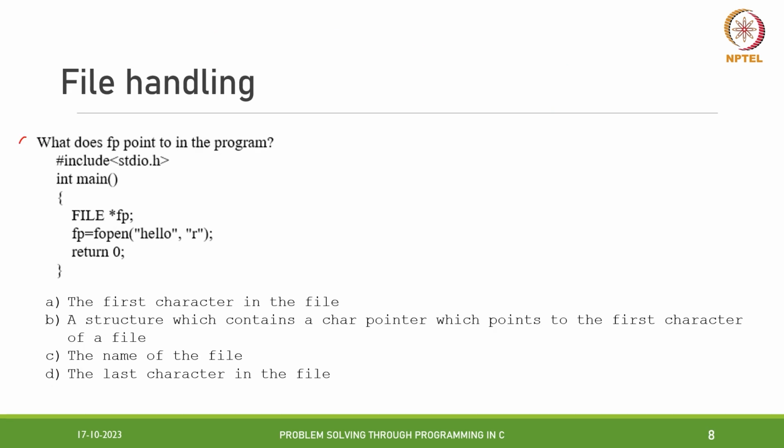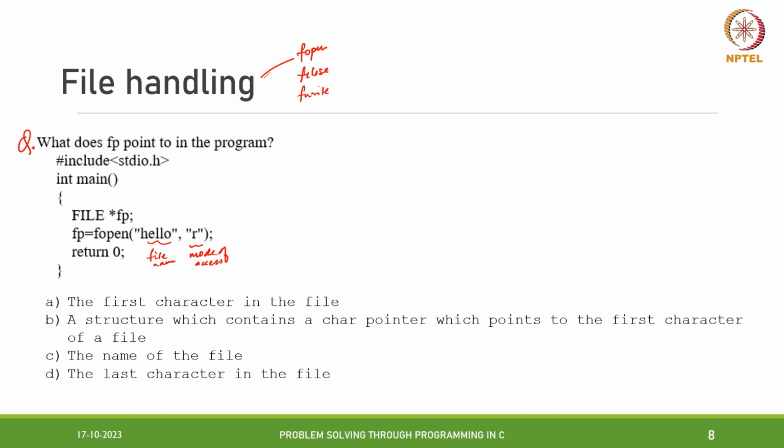Okay. So next, I have only a single question about file handling. We had one lecture on file handling. There we looked at how to use fopen, fclose, and fwrite, and so on. So in fopen, this is our file name, right? And this is the mode of access. Here we are specifying that I am going to read this file hello. So hello is the name of the file, and I am giving reading access only. So I can only read the data that is stored in the file hello. Okay, so the question asks here: what does fp point to in the program?